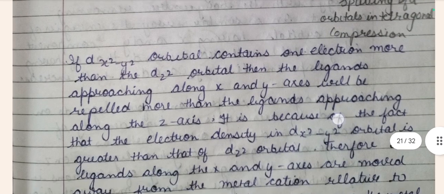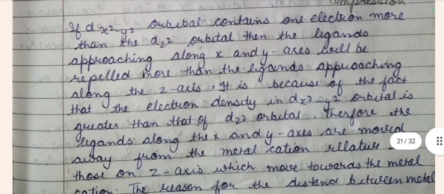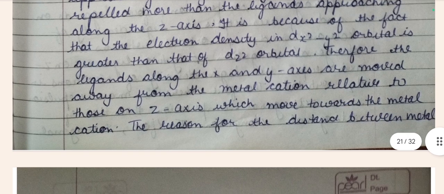If the dx square minus y square orbital contains one electron more than the dz square orbital, then the ligands approaching along x and y axes will be repelled more than the ligands approaching along the z axis. It is because of the fact that the electron density in dx square minus y square orbital is greater than that of the dz square orbital. Therefore, the ligands along the x and y axes are moved away from the metal cation relative to those on the z axis, which move towards the metal cation.